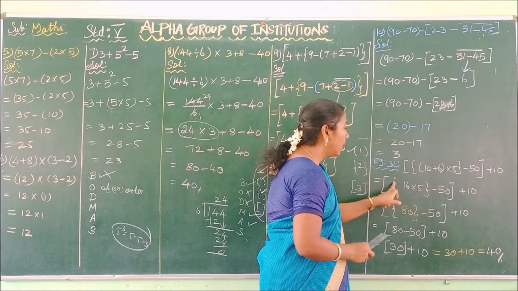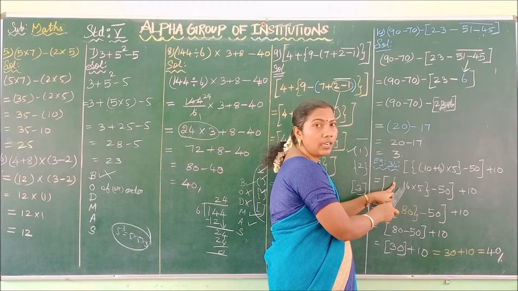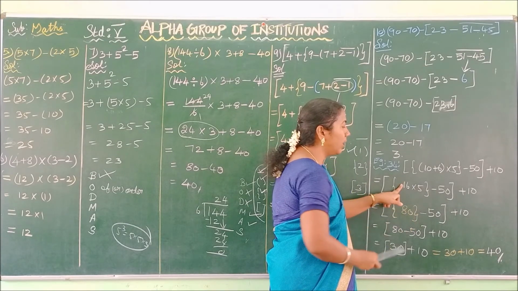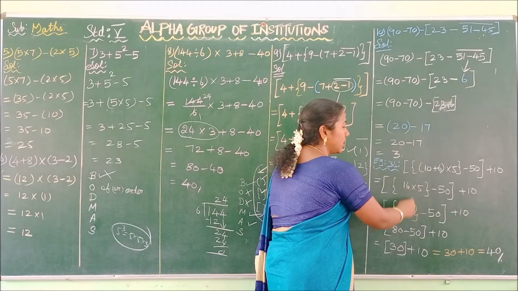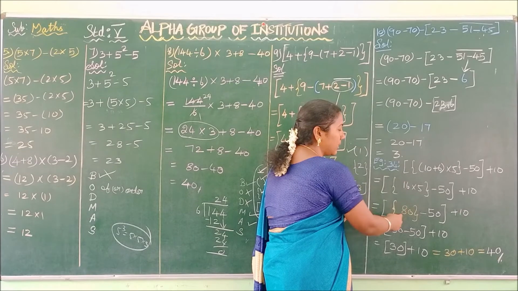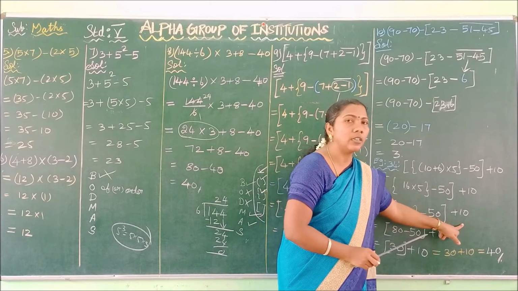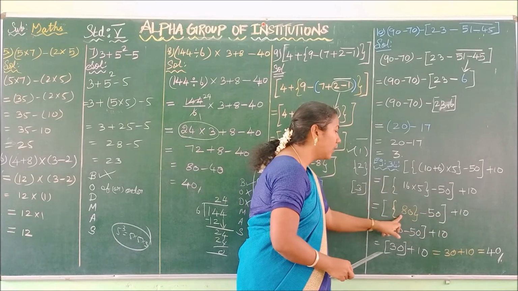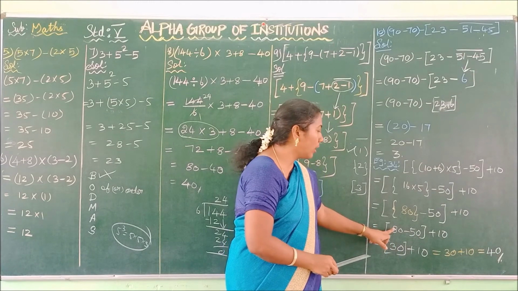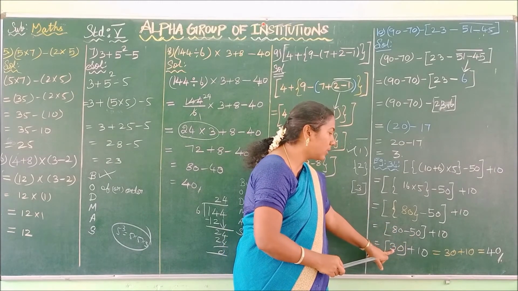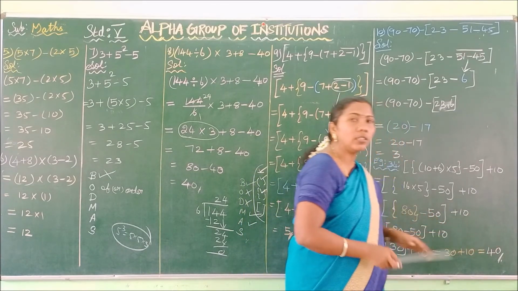Thus we have evaluated the simple bracket. Next, we have to evaluate the curly bracket. Within the curly bracket, we have two numbers, 16 and 5, with the operation multiplication. Multiply this: 6 fives are 30, remainder 3, 1 five is 5, 5 plus 3, 80. Thus, we have the answer 80 minus 50 plus 10. Next, you have to remove this curly bracket. 80 minus 50. You have to evaluate the square bracket now. 80 minus 50, what is your answer? 30. Plus 10. Now remove the square bracket. 30 plus 10, 40.